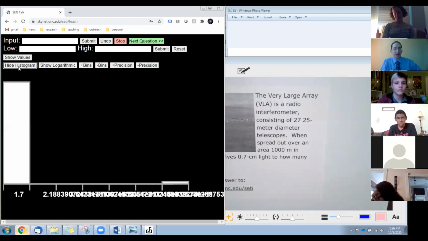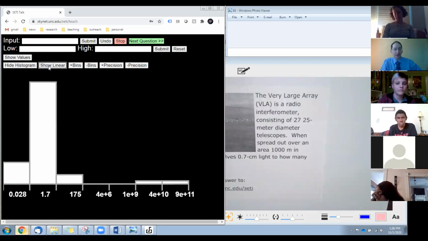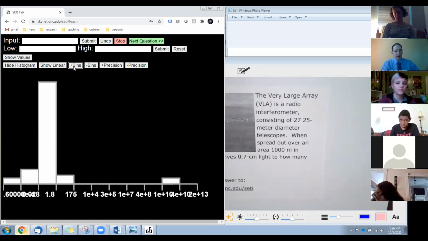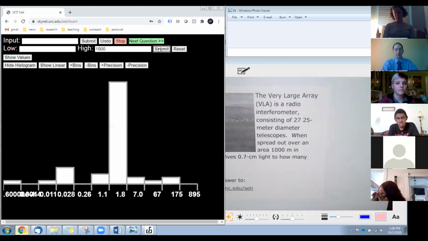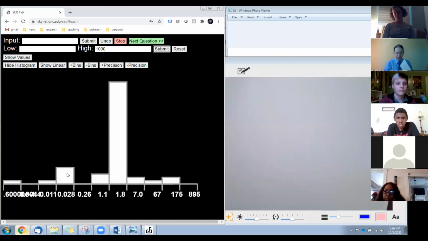Okay, let's see what this looks like. Yep, most of you got the right answer, 1.7. Add some bins, may see some other structures. Yep, this right here. So most of you answered 1.7 or 1.8, and there's another little bump around 0.028, which I think I can also explain. So let's take a look at the answer.